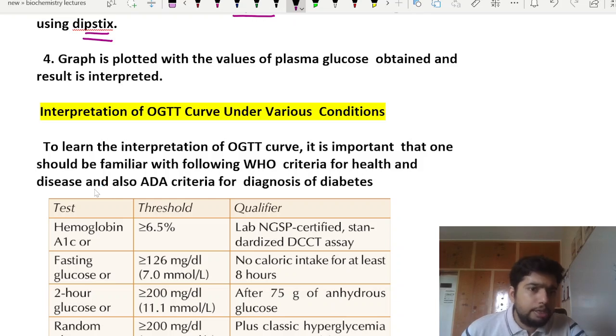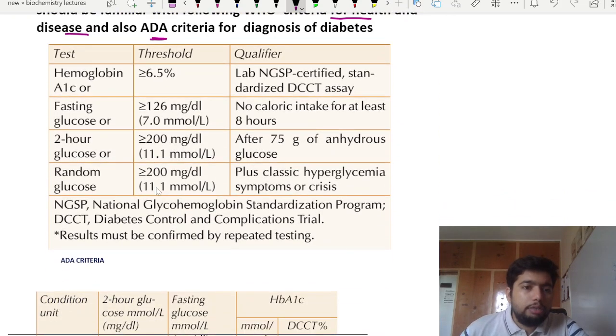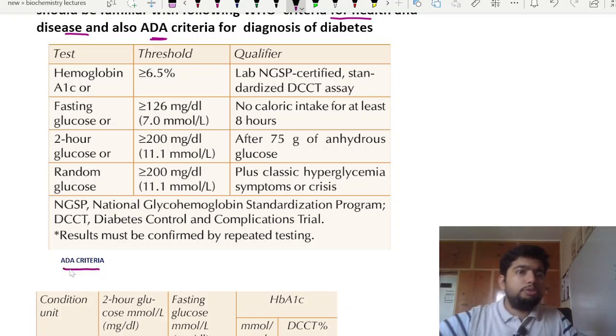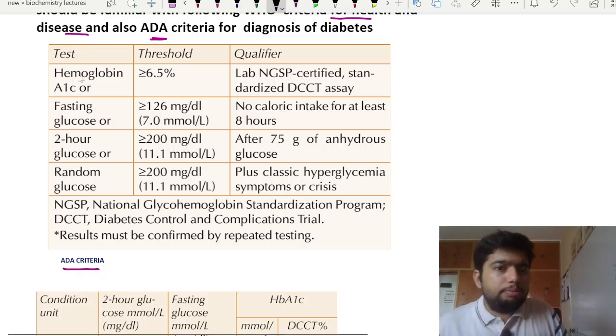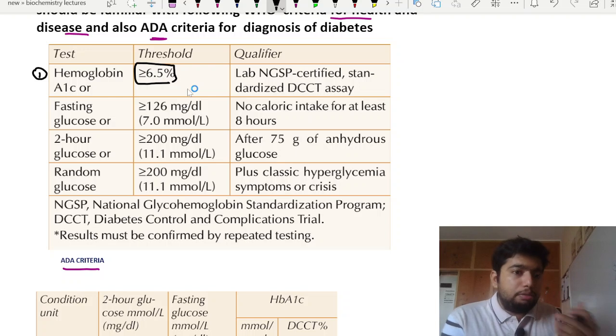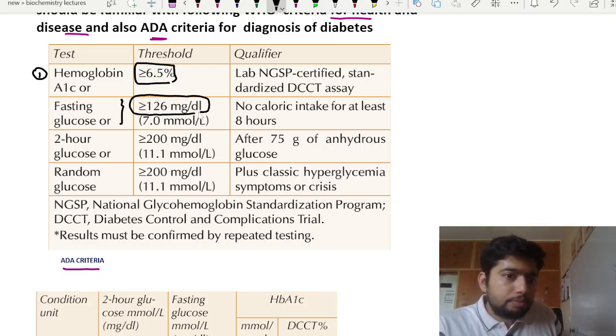To learn the interpretation of the OGTT curve, it is important that one should be familiar with WHO criteria for health and disease and also ADA criteria for diagnosis of diabetes. On the screen you are seeing the first table for ADA criteria, in which this part is very important. HbA1c, hemoglobin A1c, is more than or equal to 6.5%. To diagnose diabetes, fasting blood glucose should be more than or equal to 126 milligram per deciliter.